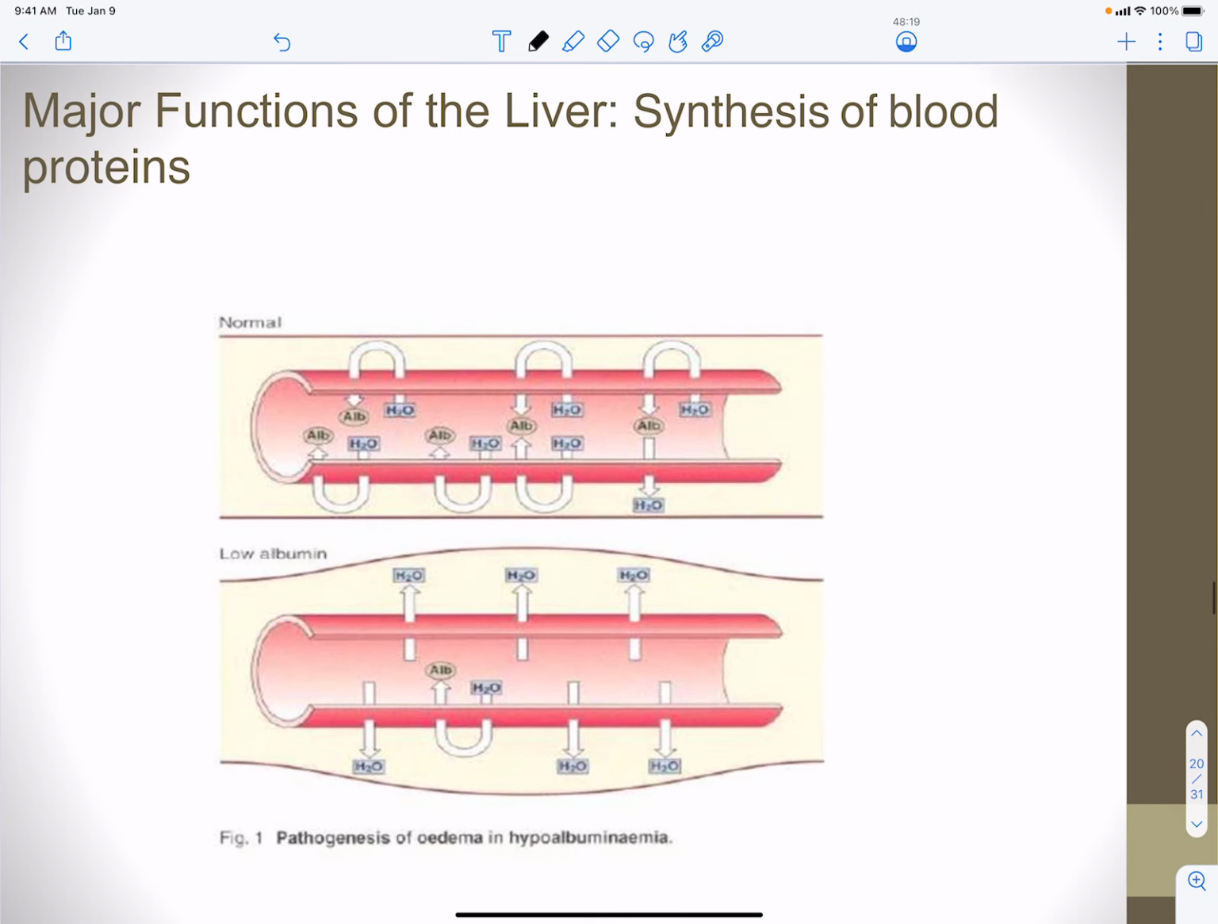Now, you're also going to synthesize blood proteins. So the liver is going to be the key or the primary site of making proteins that are going to be circulating in the blood, especially serum albumin, and clotting factors.